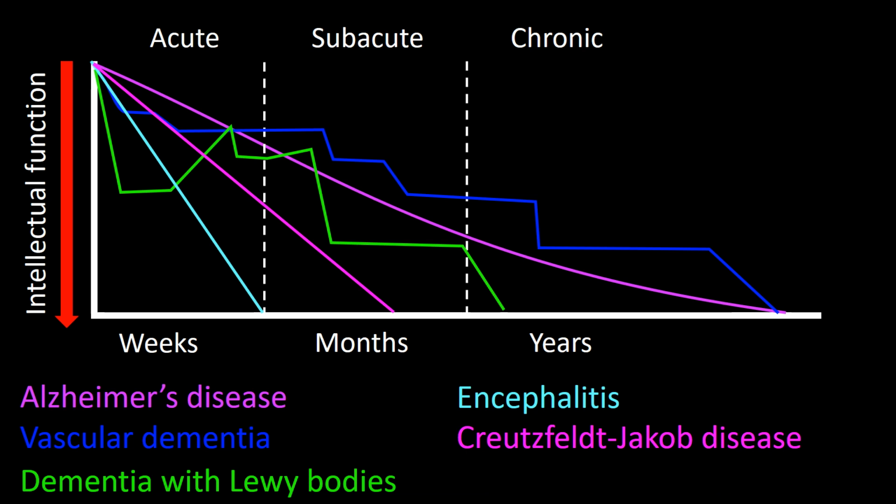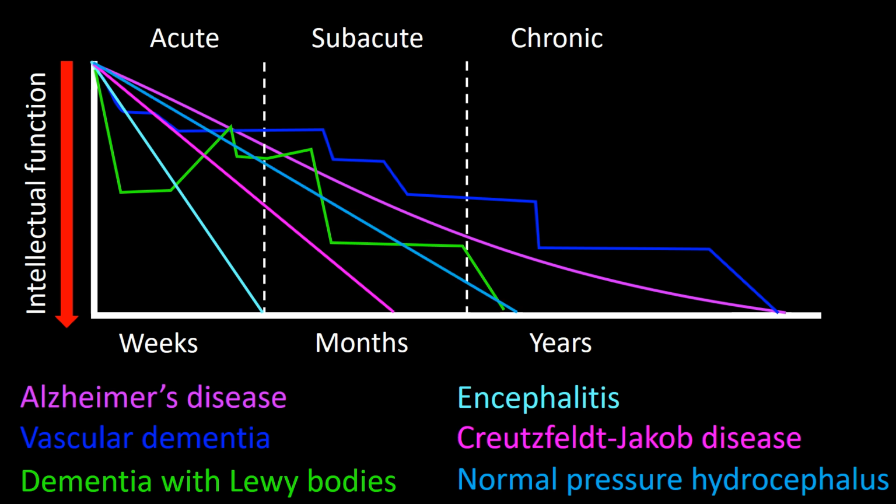After CJD, I want to bring up normal pressure hydrocephalus, because if untreated, it has a continuously deteriorating course, and if detected early, it is totally reversible most of the time. So I am going to spend a few minutes talking about it.